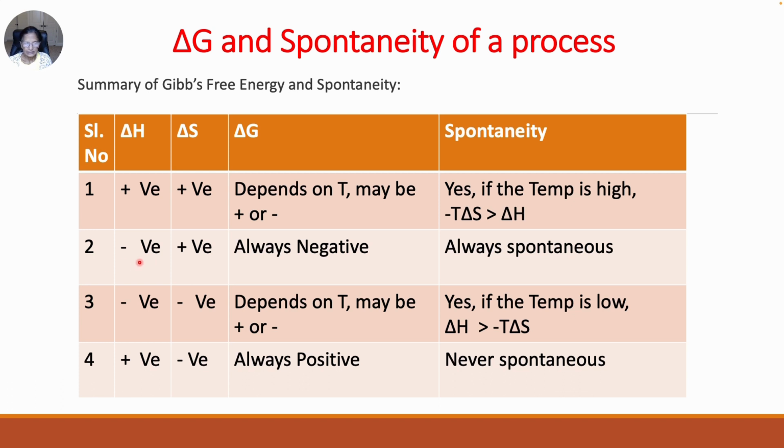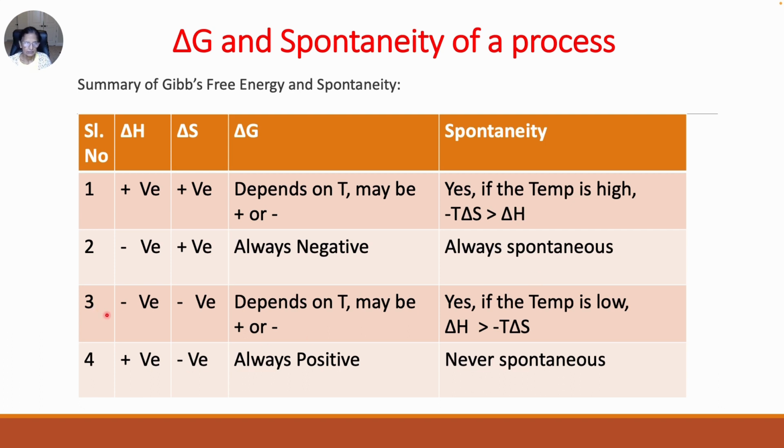In case 2, delta H is negative and delta S is positive. In this case, what happens? Delta G is equal to delta H minus T delta S. Minus of plus is minus. This is also minus. T delta S is also minus. So the whole thing together is always negative. Therefore, this particular reaction is always spontaneous.